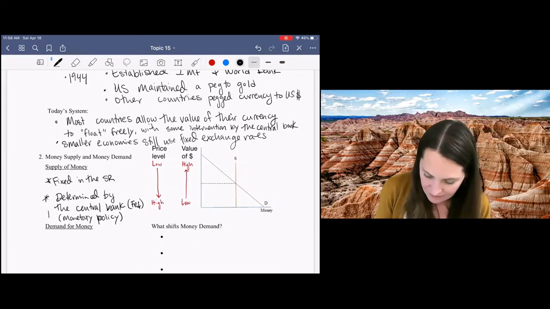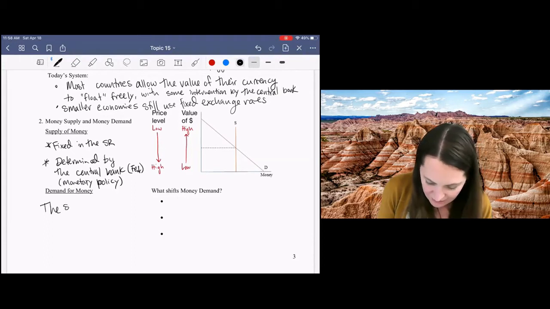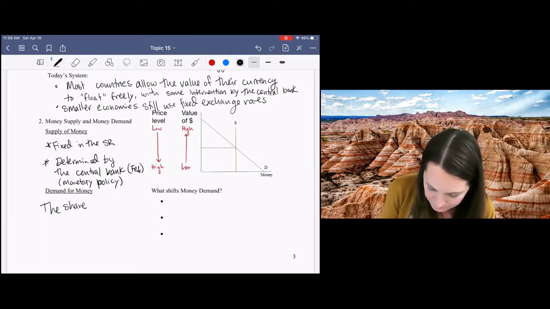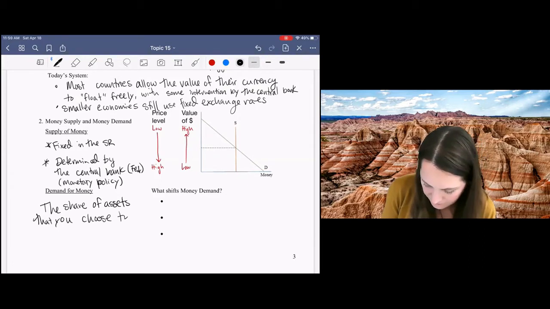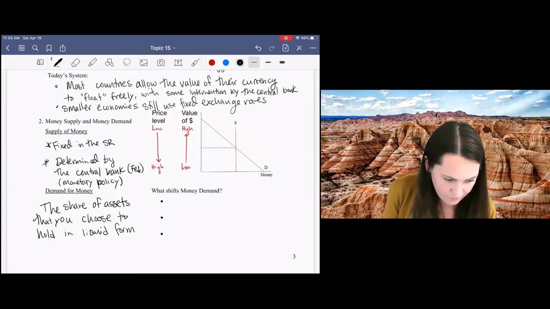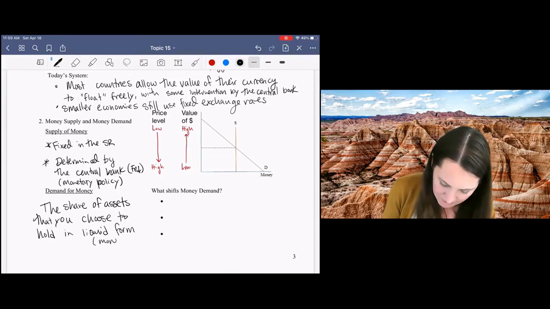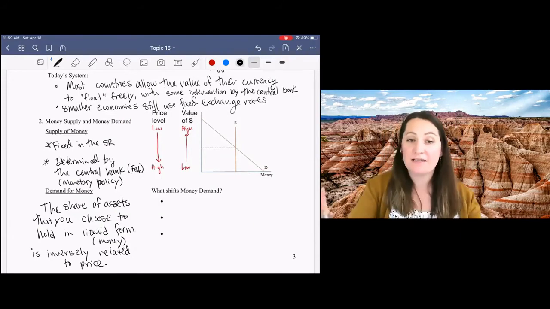Let me write something down here so you have something concrete to write: the share of your assets that you wish to hold in liquid form, and by that I mean money, is inversely related to price. Good. So that's why money demand is downward sloping.